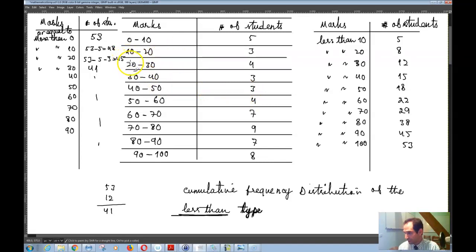Since there are 5 students scoring marks in the interval 0 to 10, this means that there are 53 minus 5 students, which is 48 students, getting more than or equal to 10 marks. And continuing in the same manner, we get the number of students scoring 20 or above, as for example 48 minus 3. So you always have to basically get this number, and then subtract these numbers from this number, minus the next number, minus the next number, and so on and so forth.